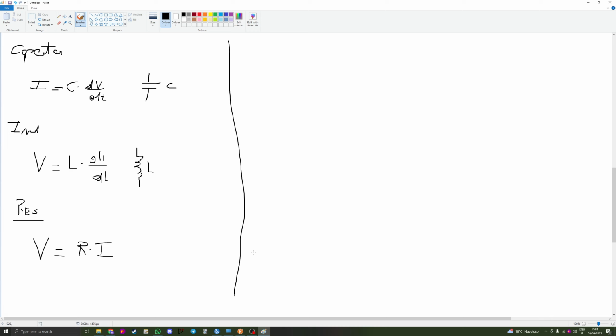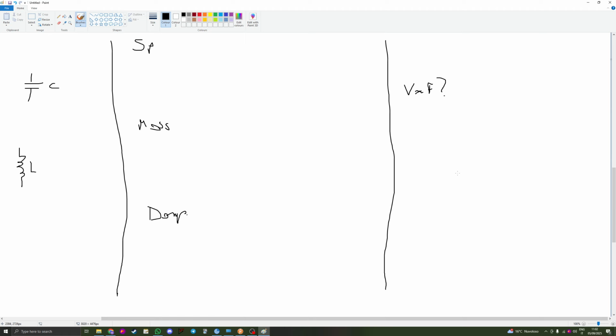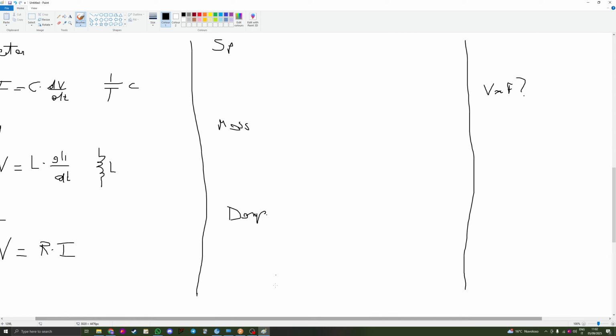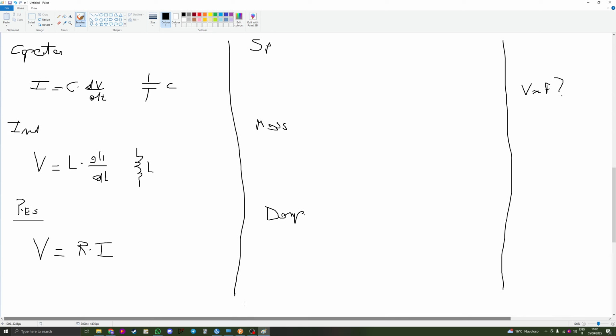Now, let's see what happens in the mechanical domain. In the mechanical domain, we have a spring, we have the mass, and we have the damper. To understand why these are equivalent, we first have to understand the concept of voltage and force. So why can the voltage be approximately seen as a force? Well, if you did an exam called mechatronics simulation, it would be more clear, but the reason is simple.